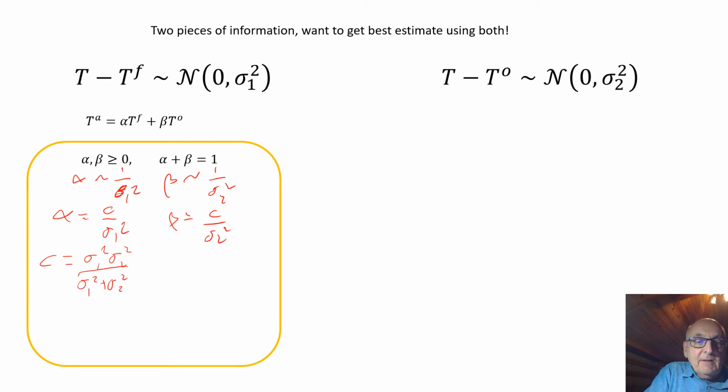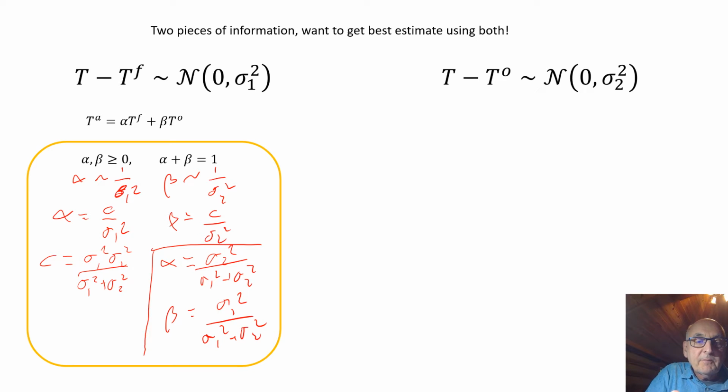Right? And that then gives you expressions for alpha and beta. Alpha is going to be sigma 2 squared divided by the sum, sigma 1 squared plus sigma 2 squared. And beta is going to be sigma 1 squared divided by sigma 1 squared plus sigma 2 squared.